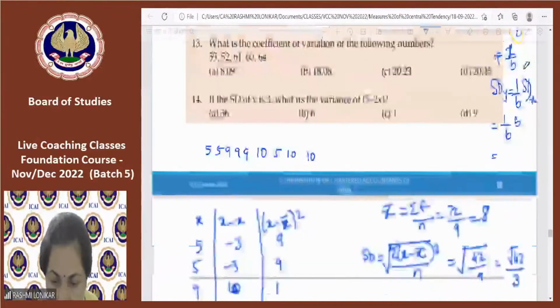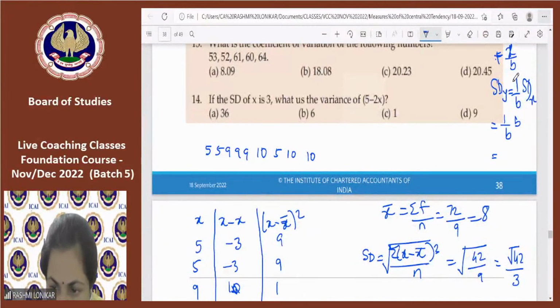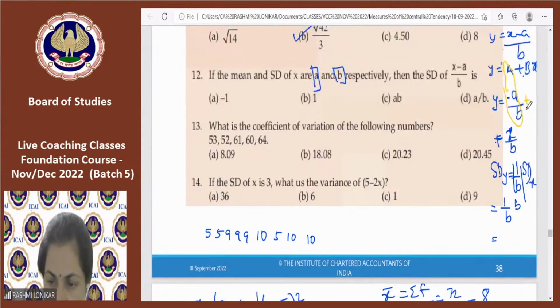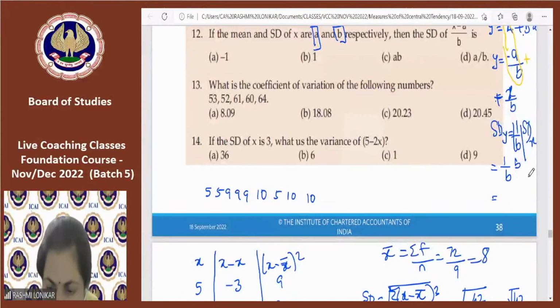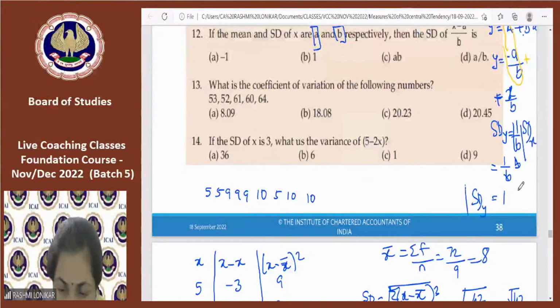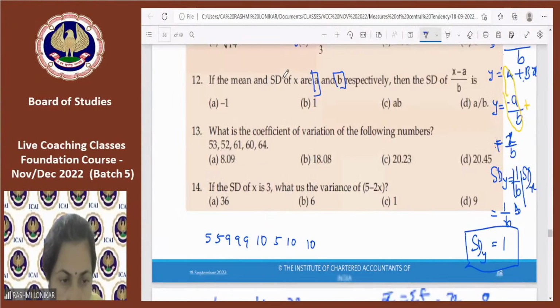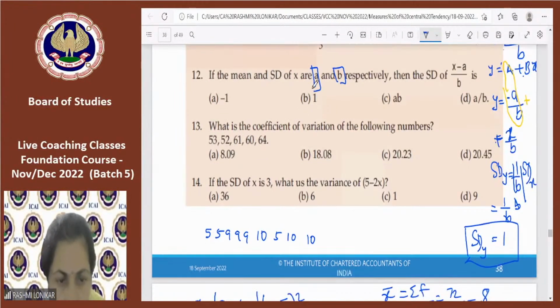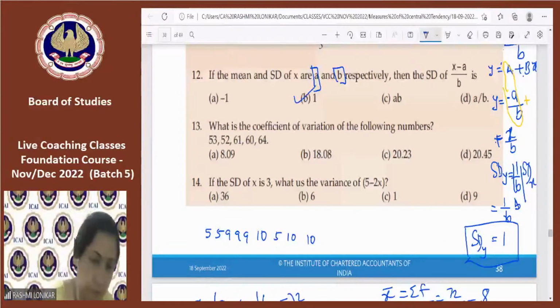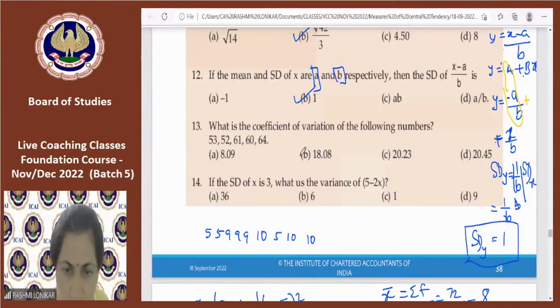Okay. So this is mod of this into x. Now how much is mod? This is 1 upon b into b, so this b will get cancelled. Standard deviation of y is equal to 1. So b will be the correct answer. Okay. Yes, I know. I will show it again.